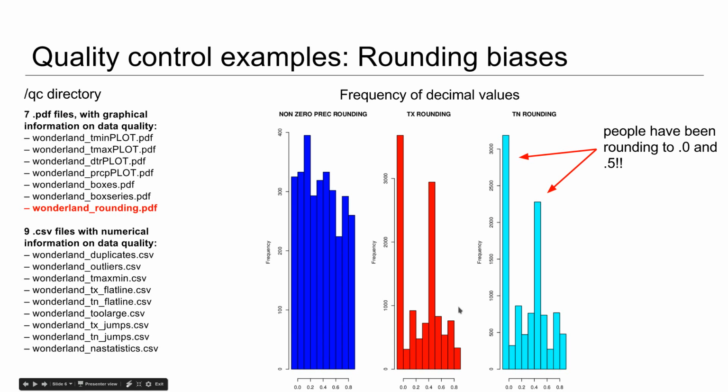And so this is a very obvious fingerprint of a rounding bias. There's not much you can do to easily fix this, but it is important to note, and it's useful to report back to your home institutions that this sort of bias is occurring.